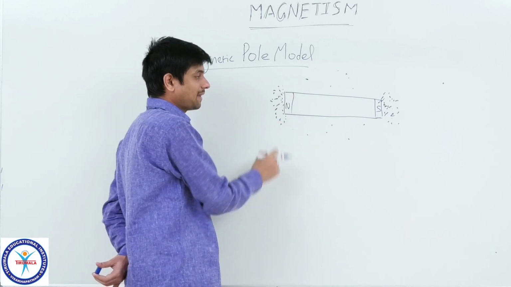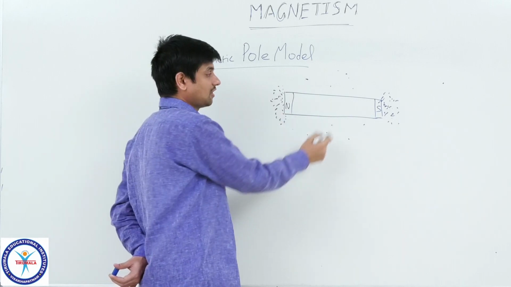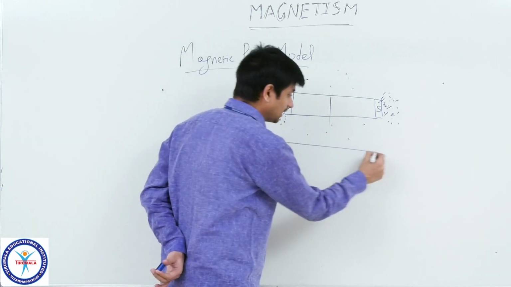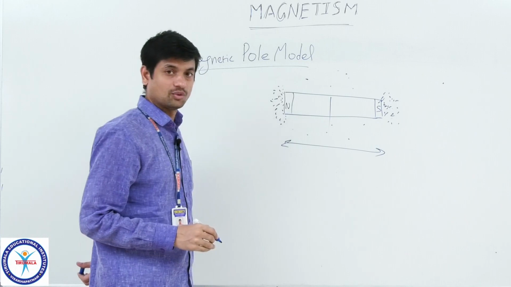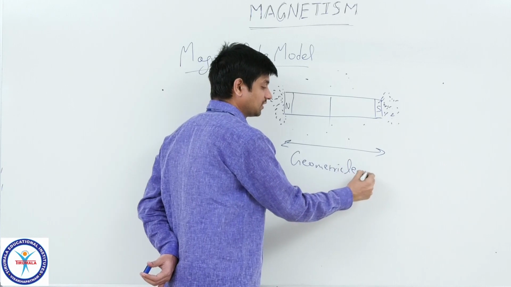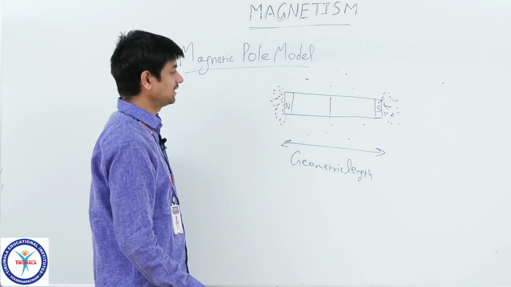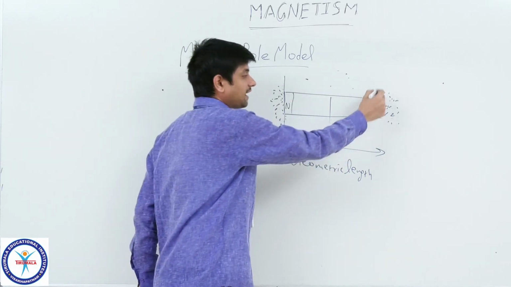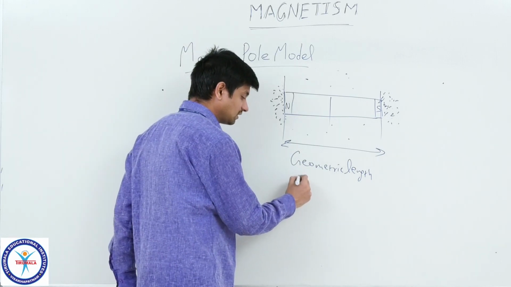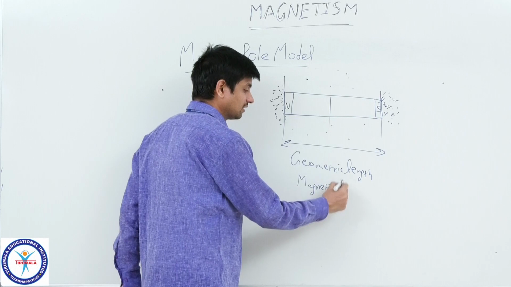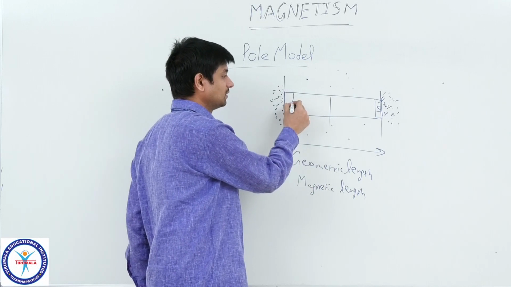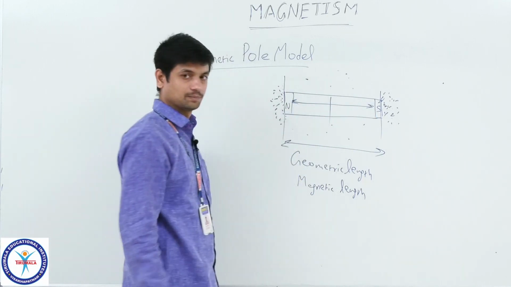And most of the magnetic effect will be observed only at the ends of the poles, not in between these poles. So, that is why here they are taking two types of measurements. One is geometric length. Geometric length means the length between the ultimate ends of the bar magnet. Now, one more length, this is important, magnetic length. What does it call? Magnetic length means the length between the two poles.